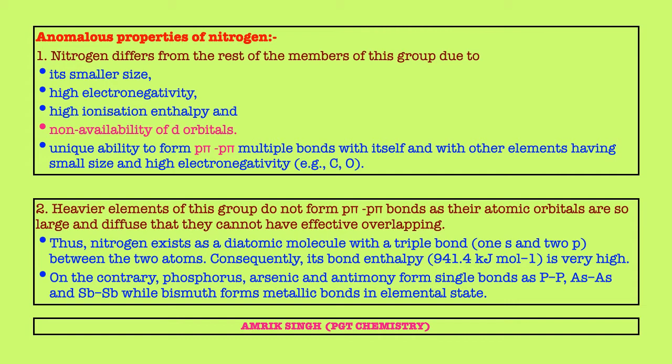Now the question may be asked from here. Nitrogen exists as N2 while phosphorus as P4. Why? The answer again is the above 5 points. Nitrogen has small size, high electronegativity, high ionization enthalpy, non-availability of d orbital, and its unique ability to form p-pi bond. If we write all these reasons, that will be okay. The examiner will give you full marks. Elements behave differently than the other elements mainly due to these 5 reasons.